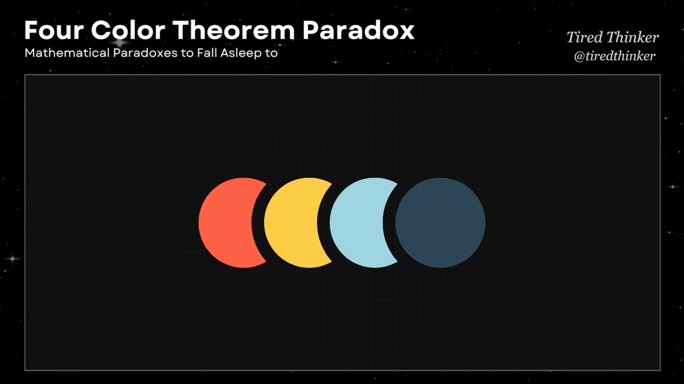Some maps on a torus need 7 colors. The reason has to do with how the surface bends and connects. But for flat maps and globes, 4 colors are always sufficient. Real-world maps follow this rule, even if people do not realize it.